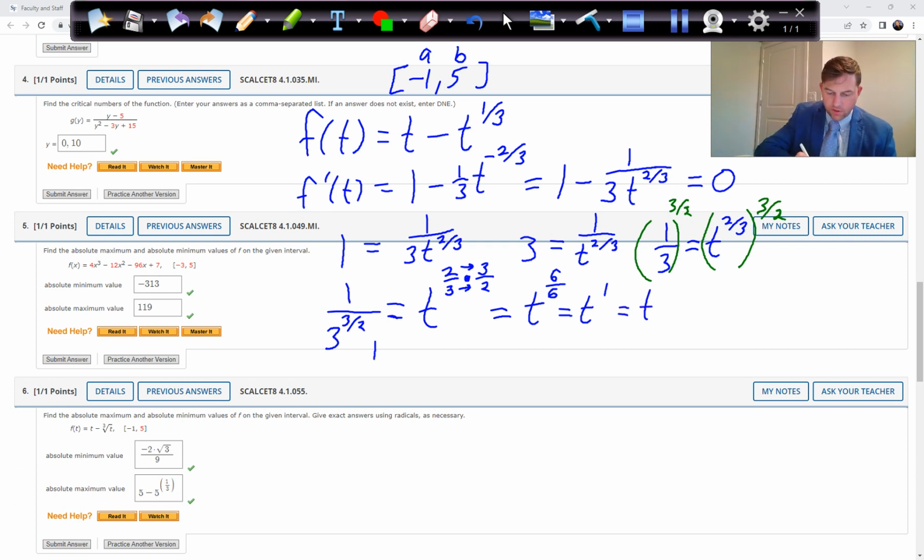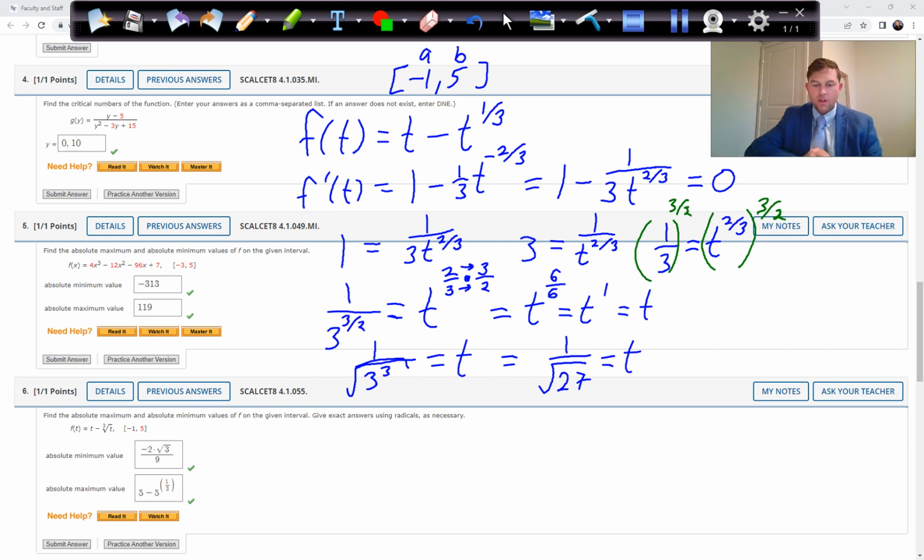So what is 1 over 3 to the 3/2? So 3, this is the same as the square root of 3 cubed, which is equal to 1 over the square root of 27. Okay, so that is our critical value. So now we have to test all these three numbers. So f of minus 1, f of 1 over root 27, and f of 5.